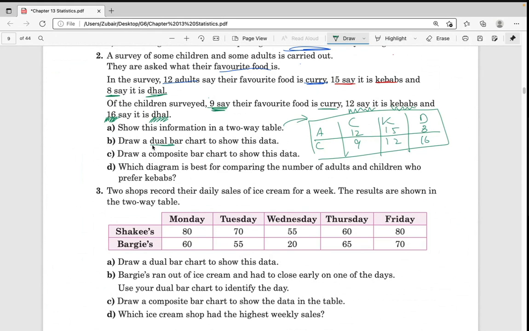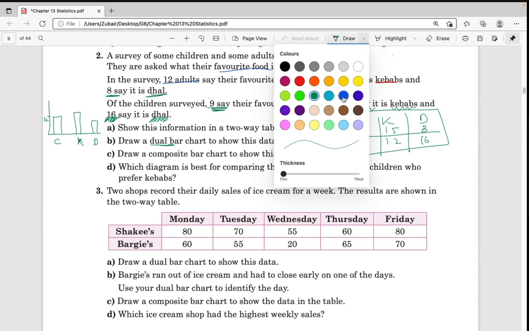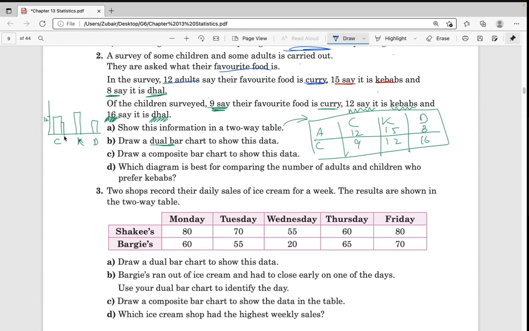The second part says dual bar chart. Dual is the one with the bars. So for curry, then kebab, then dal. First for adults, curry height is at 12. Then kebab, height is at 15. And then dal, height is at 8. When we talk about children, first one is 9, then 12, and then 16. So this is the dual bar chart.